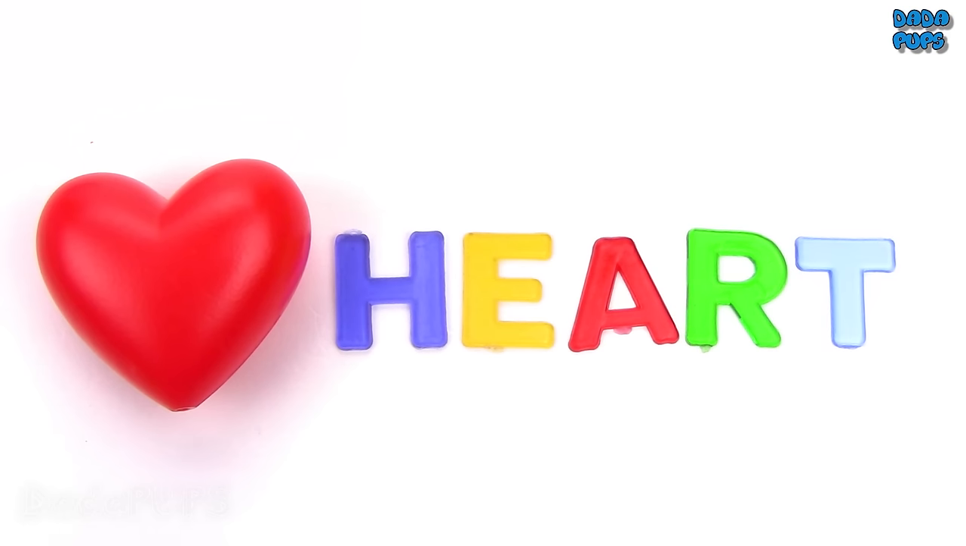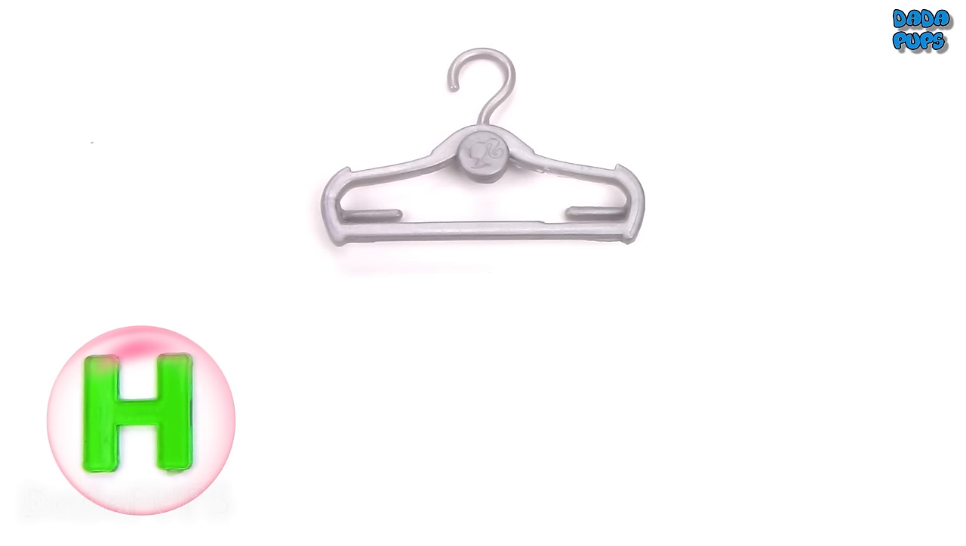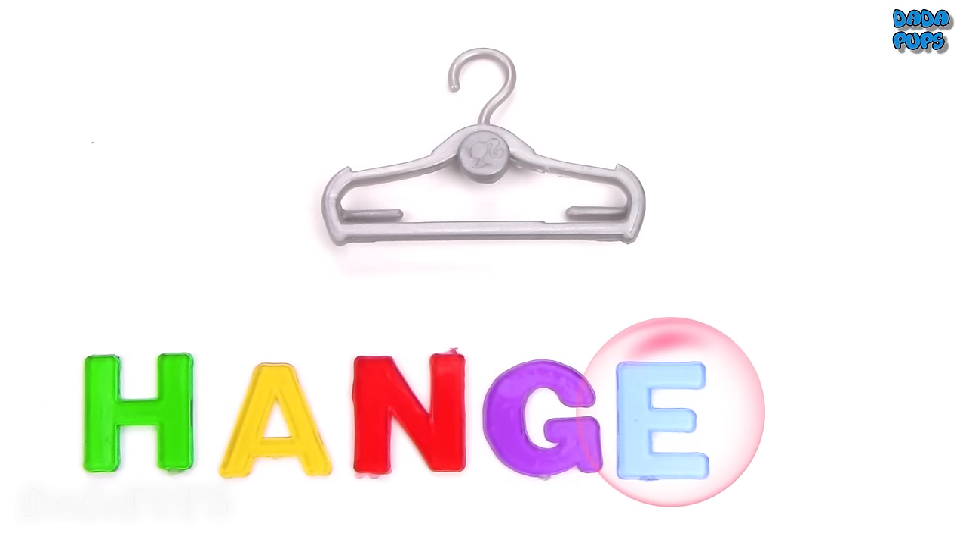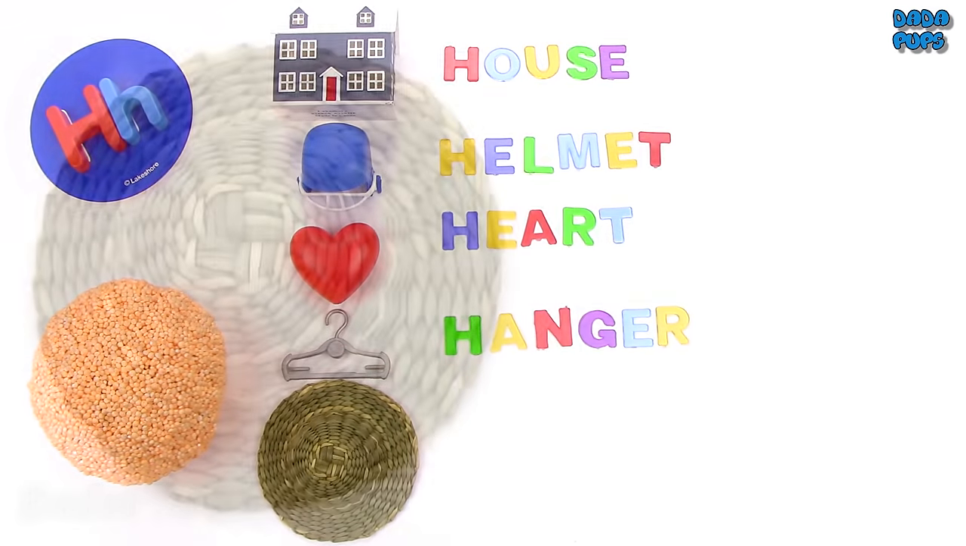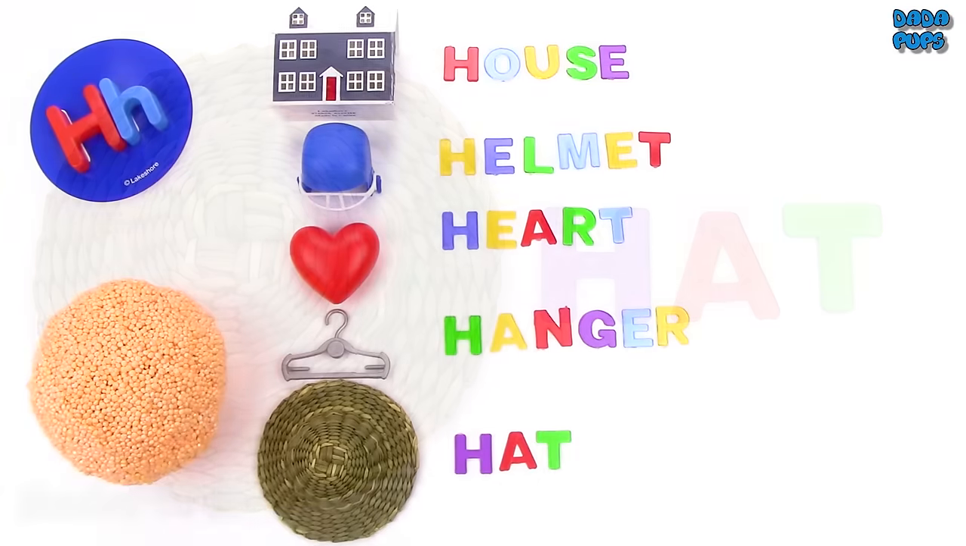What is it? H, E, A, R, T. This is heart. What is it? H, A, N, G, E, R. This is hanger. What is it? H, A, T. This is hat.